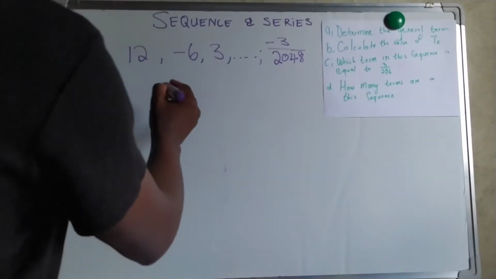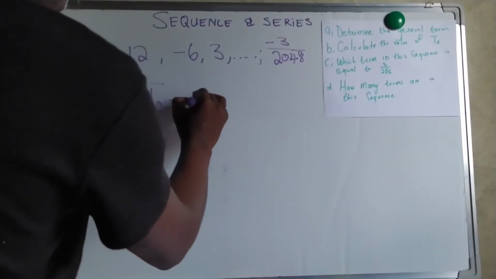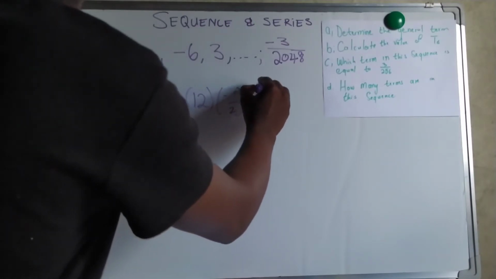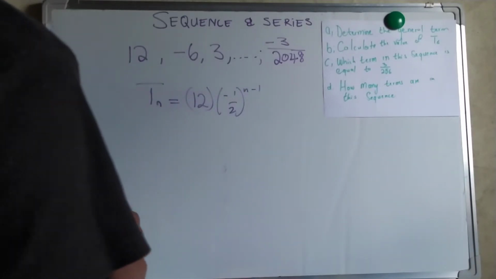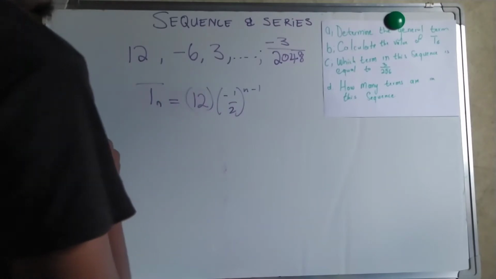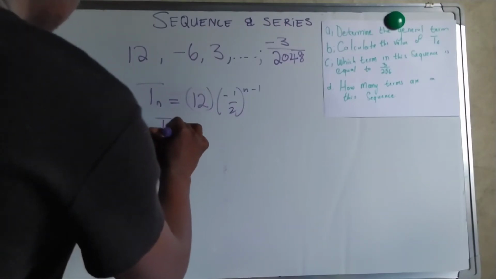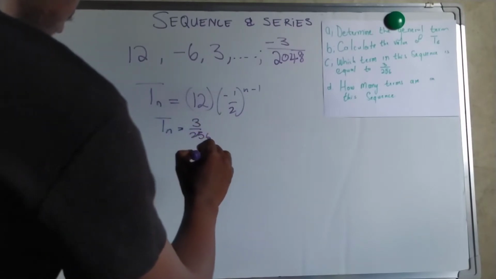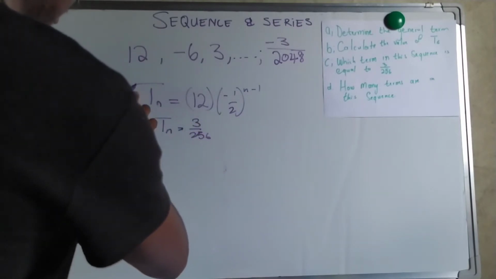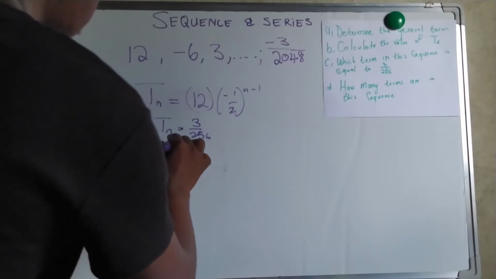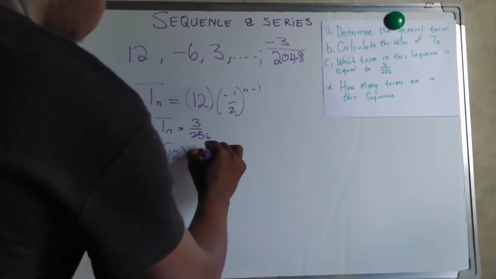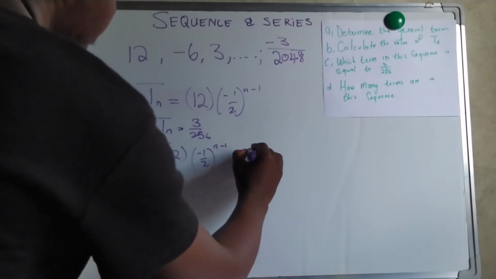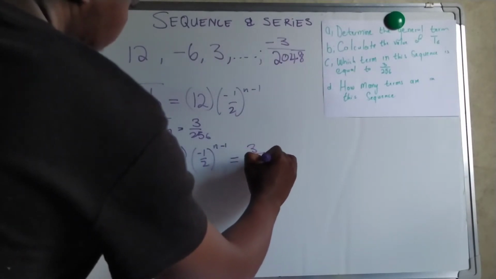So here we know that our Tn is equal to 12 times negative half to the exponent n minus 1. But they want a term which is equal to 3 over 256, so a term that is equal to this number. Okay, so what we can then do is equate this and this. So we have 12 times negative half to the exponent n minus 1 is equal to 3 over 256.